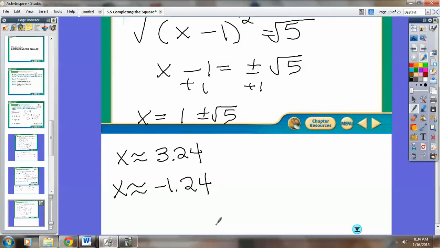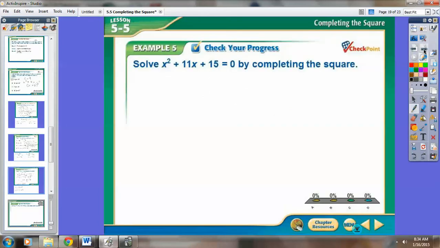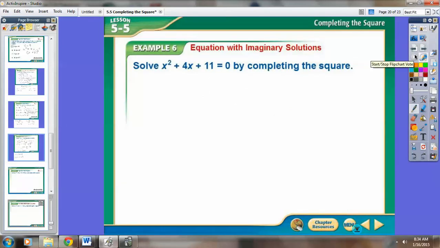So far, all of our solutions have been real answers, correct? The next one that we're going to look at is not going to have a real answer. It's going to have an imaginary. Here's the next example. Go ahead and copy it down into your notes. X squared plus 4x plus 11 equals 0.